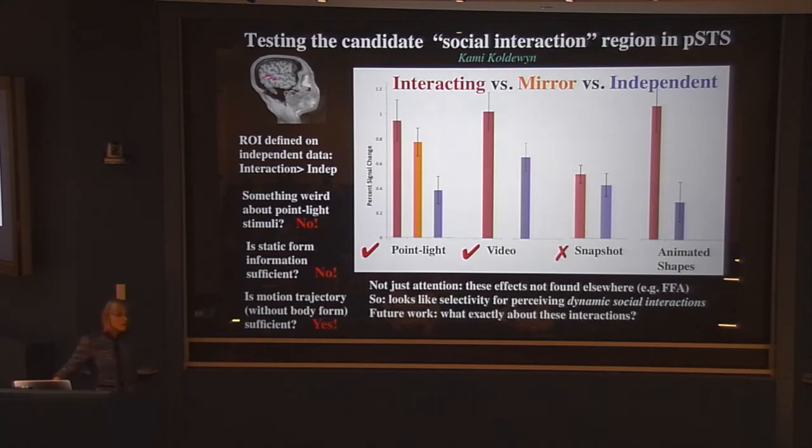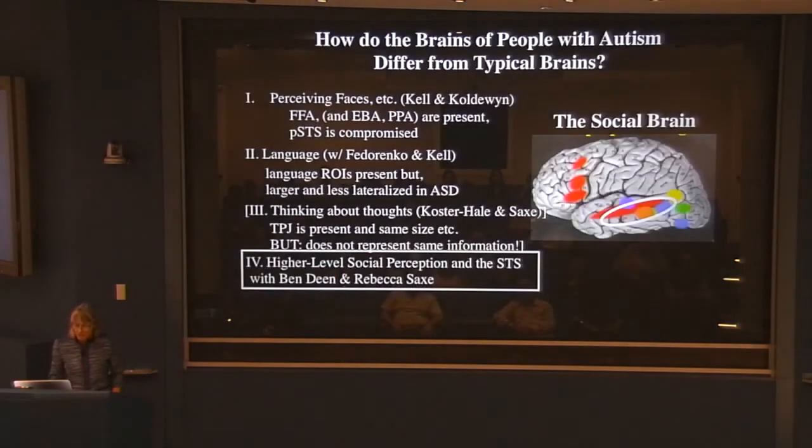And so what I want to do next is a number of things, including that method that Koster-Hale and Saxe used to look at the patterns to see what's represented there. I want to see if you can tell from the pattern something about the nature of the interactions that you're perceiving. This will be a very interesting case to look at in autism. Both to look with pattern analysis in typical subjects, so we can look not just at the presence of the region, but the information it represents, and then to look at both things in autism. And we haven't done that yet, but are gearing up to.